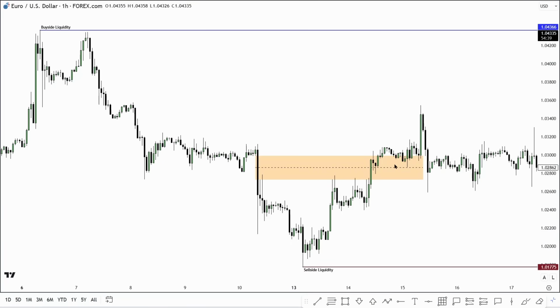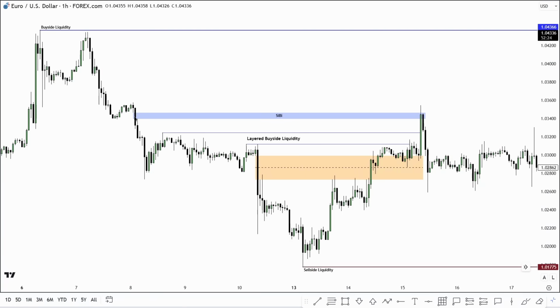Where would it be going to? All of this layered buy-side liquidity and the sell-side imbalance above the market. So here we have two parameters in close proximity.